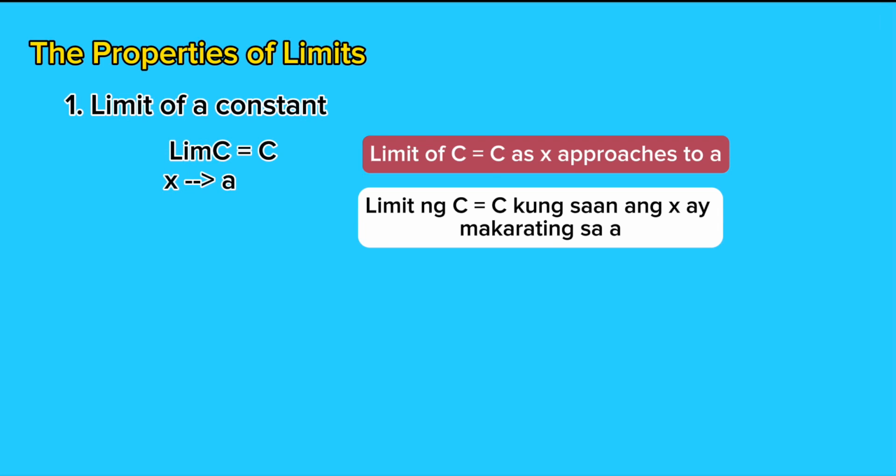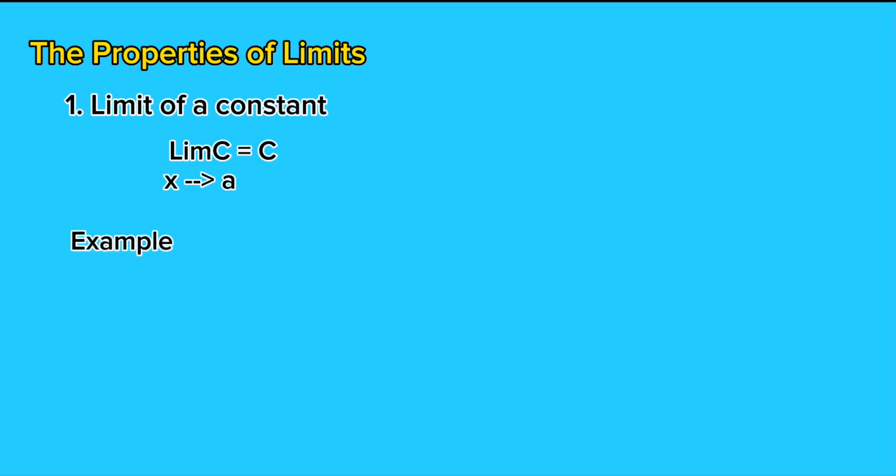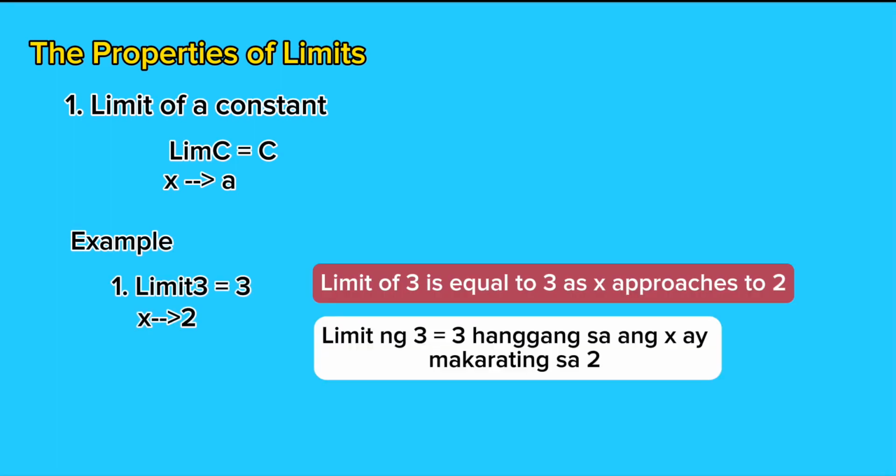The properties of limits. 1. Limit of a constant. The limit of c equals c as x approaches a. Example: the limit of 3 is equal to 3 as x approaches 2.